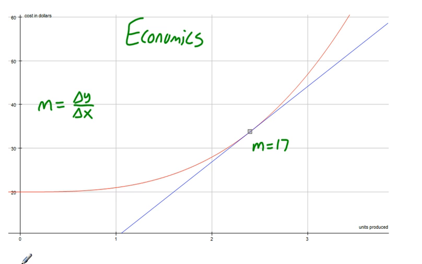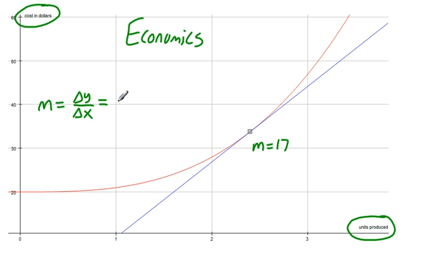As an example of how you could use this in economics, notice that in this particular graph, the graph has changed. It's a different shape, but I still have a point of tangency on there. I have units produced and cost in dollars. So this would be measuring how much it would cost you to actually produce something new. So you came up with a new product, you wanted to take it to market, and you wanted to do a cost analysis. So if the slope of the tangent is 17, the slope of the curve is 17.